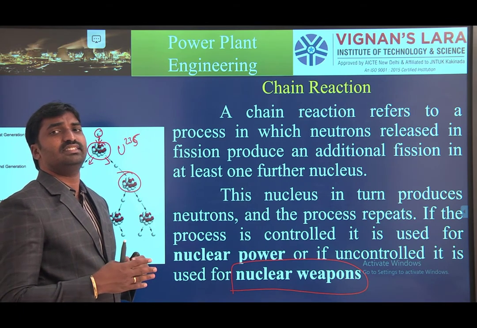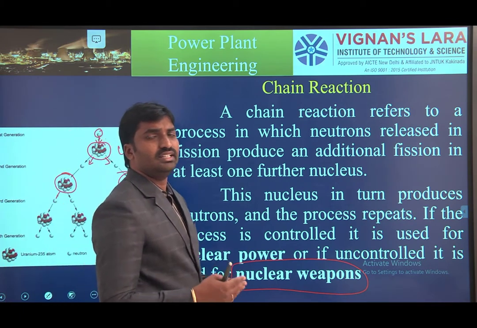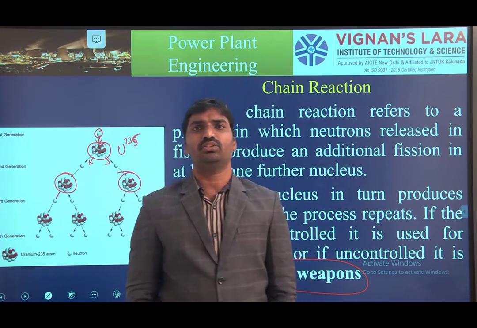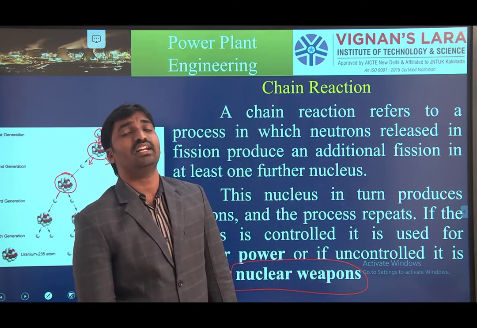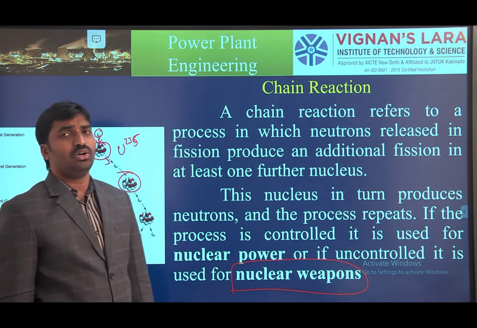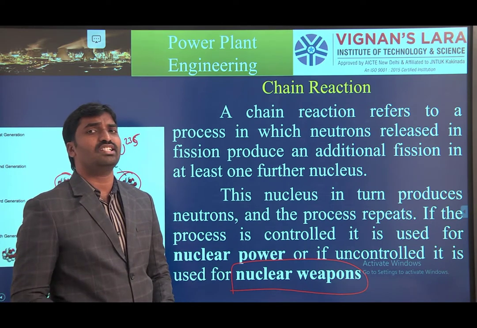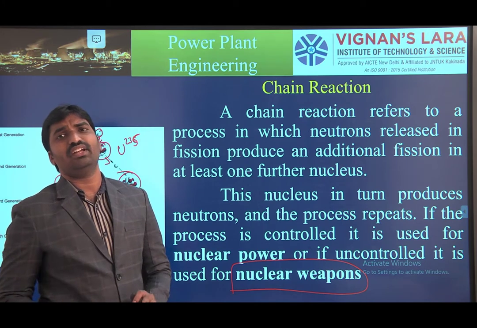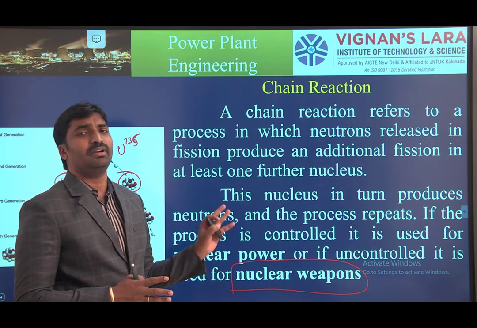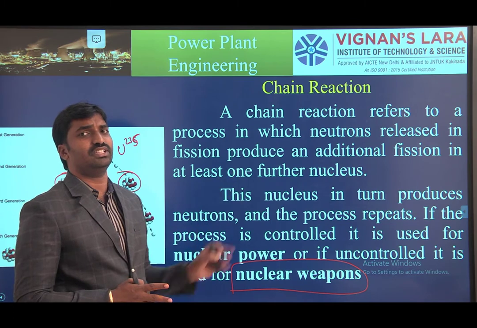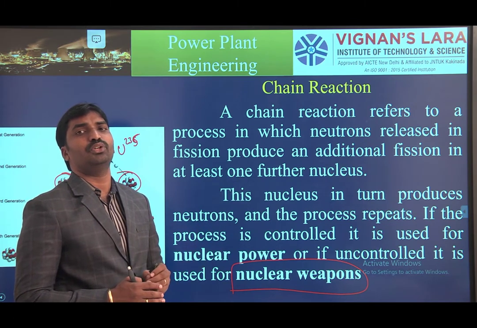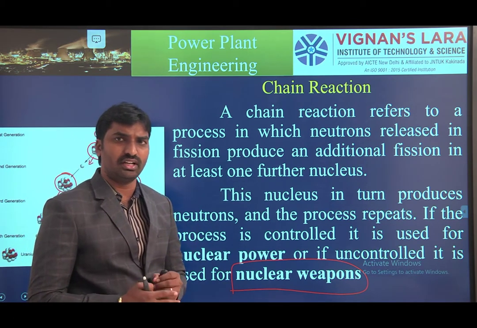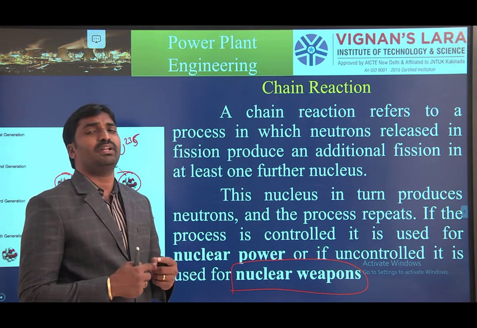That heat energy is used to heat the water, and that water is converted into steam. So it is a general process only. The nuclear power plant is also a steam generation process only. But here we use nuclear materials, especially fissile materials like uranium-235 and plutonium-239. So there the chain reaction takes place.